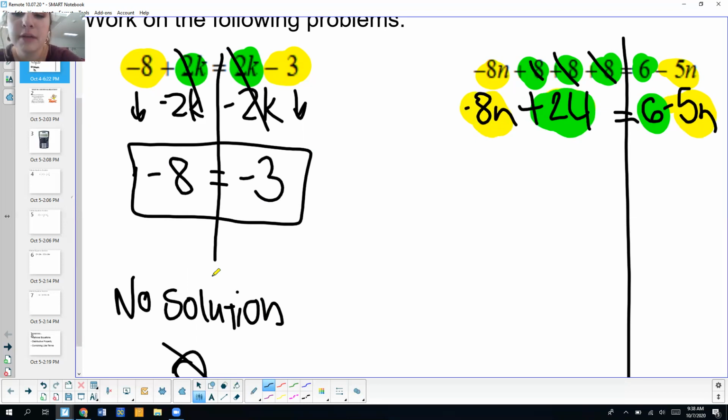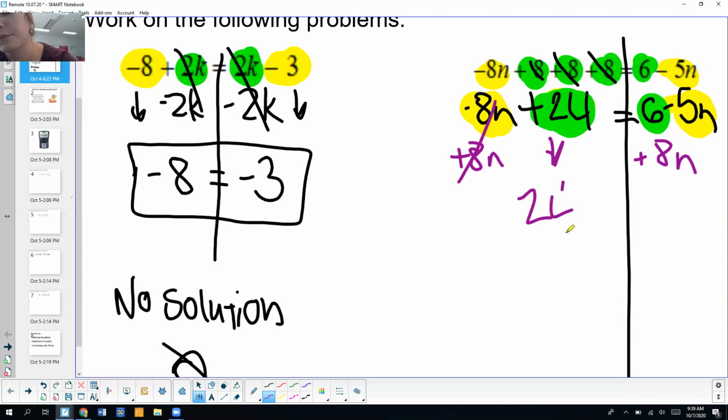So I'm going to move my smaller variable term over. I'm looking at -8n and -5n, thinking which one is smaller: -8n. So I'm going to add 8n to both sides. That's going to cancel. I'm going to bring down 24 equals 6, and -5n plus 8n. -5n plus 8n is going to give me +3n. So that's going to simplify down there.